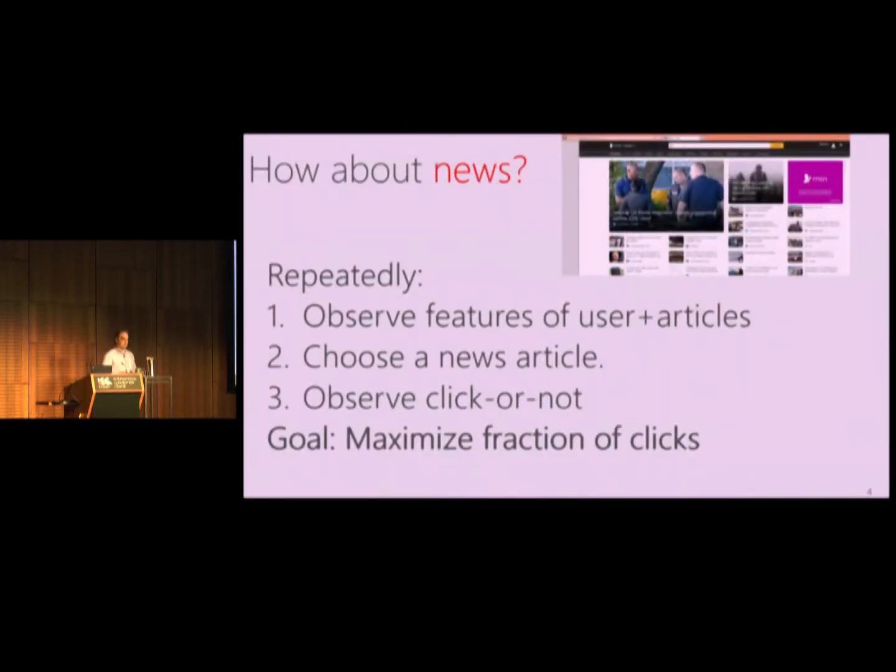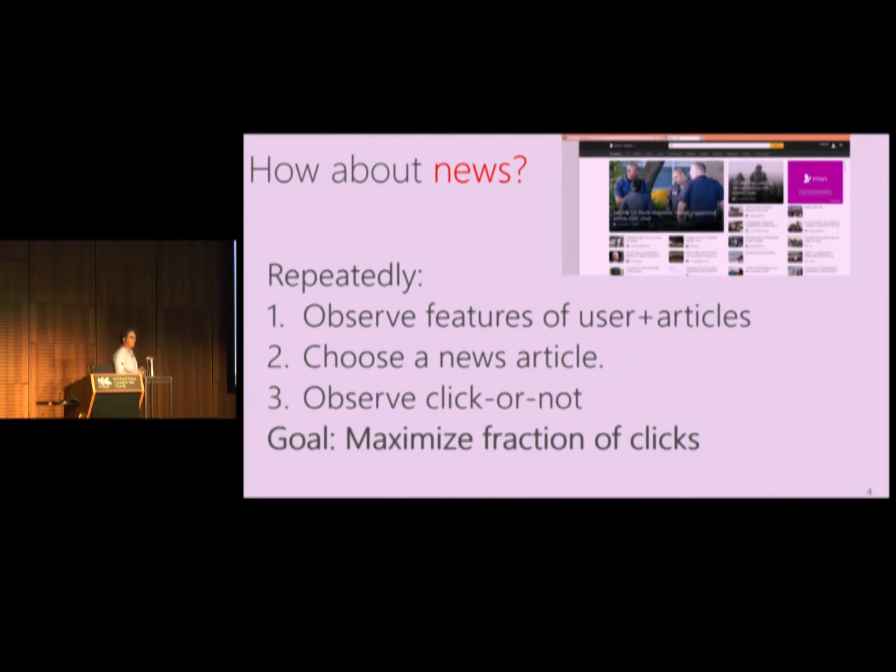Now let's go one step beyond. Let's say we want to recommend news articles on some big website. So what's going to happen here is we're going to repeatedly observe some features of the user and the articles, and then we're going to choose a news article. We're going to observe whether or not there is a click, and then our goal is going to be to maximize the fraction of clicks. So it seems very straightforward.